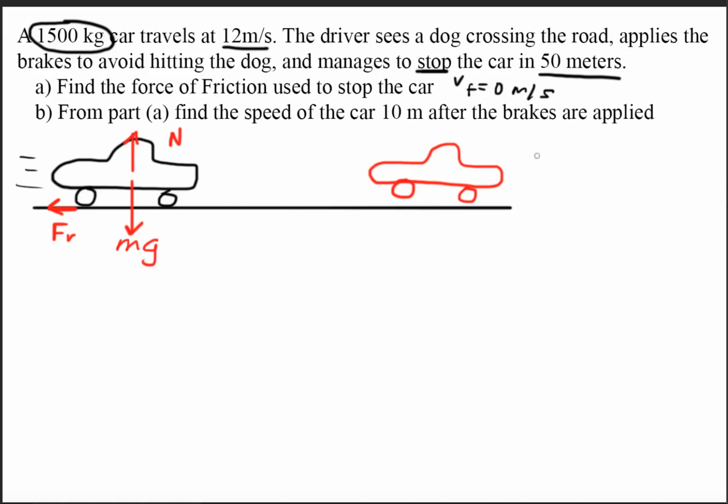The next step is to identify which forces are conservative and which forces are non-conservative. So I'll write it here. C stands for conservative force, NC stands for non-conservative force. The only conservative force in this system is the force of gravity. As for the non-conservative forces, there are two. We have the normal force, and we have the force of friction.